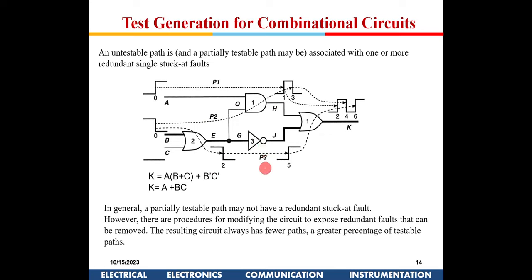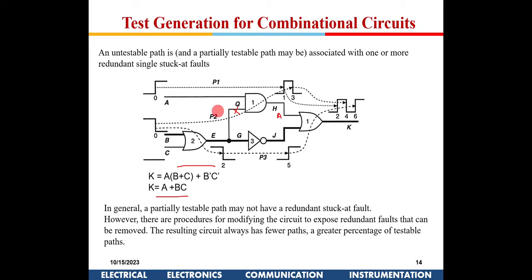If some path you are not able to check at all, that means there is some kind of redundant element out here. Now, if you write this function, a and b or c, and there is an inverter, so this is the function out here. This is the output, and a function of a and b or c, and there is a not out here, so I can write b dash c dash. Now if I simplify this, algebraic simplification, I get this, correct? That means this path is not actually a redundant path. I can give a out here.